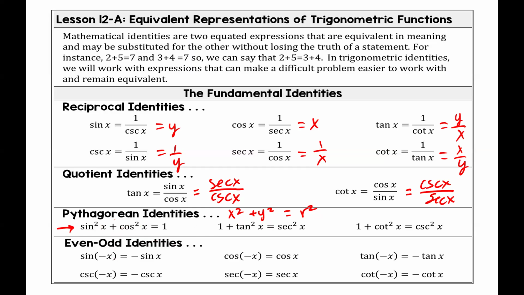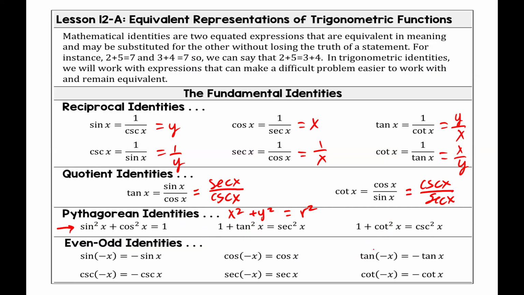Does that make sense? From this identity, some really bored people sat around and said, if we plug in any of these, what else can we create? They plugged in the reciprocal identities and the quotient identities to come up with two more Pythagorean identities. I just told you they were bored. I wasn't there. So these are your identities: 1 plus tan squared x equals secant squared x. 1 plus cotangent squared x equals cosecant squared x.